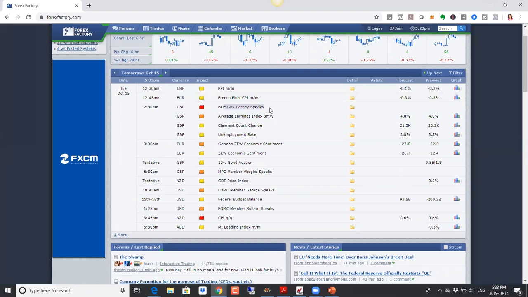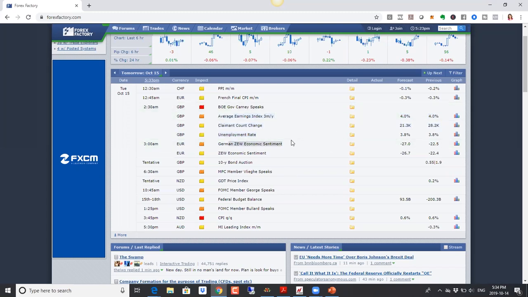We haven't really seen a huge impact as a result of Carney's speeches, so I'm not expecting much there. However, we do have this average earnings index as well as employment numbers here. So if these numbers come out below expectations here, we're likely to see a negative impact on British pound. But if they do come out positive, that will have a positive impact, because that will show that the economy is resilient in spite of Brexit threat and all of that. So this will be a good sign for the pound. That's why this number here will be very important.